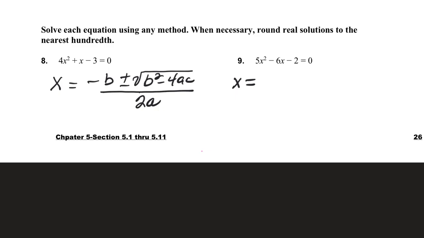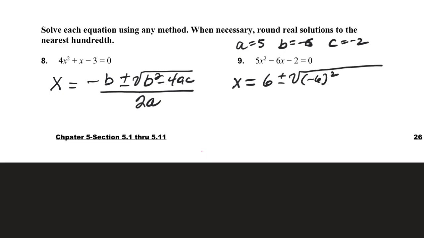For number 9, it says solve each equation using any method. When necessary, round real solutions to the nearest hundredth. So we first got to identify A. In this case, it's 5. We have to identify B, which is negative 6, and C, which is negative 2. Next, we have to substitute into the equation. So it's positive 6, plus or minus square root, negative 6 squared minus 4 times 5 times negative 2, divided by 2 times 5.